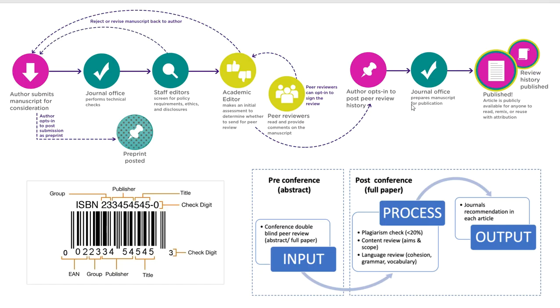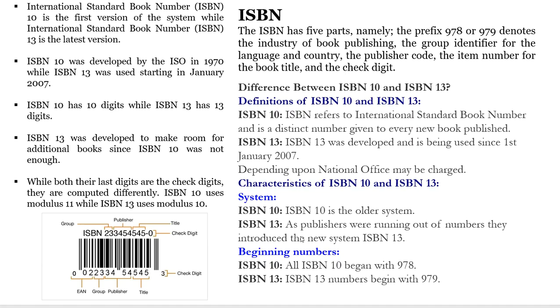Then what happens after the conference proceeding, after you have already appeared and presented your paper at the conference. How the paper goes from submission through to final publication, either the book chapter approach or the book approach. Then there are two types, pre-conference and post-conference proceedings. Then input, process, and finally the output. Then what the ISBN is.